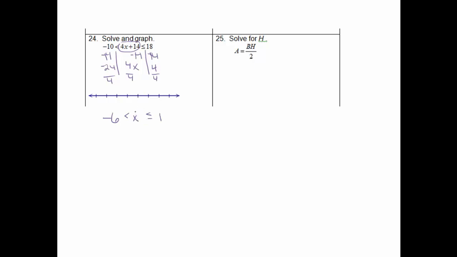I know that x is going to be somewhere between negative 6 and 1, so I'm going to put negative 6 on one side, 1 on the other. I think I'll just put 0 in the middle. Open circle at negative 6, closed circle at 1, and I'm going to be shading in between.